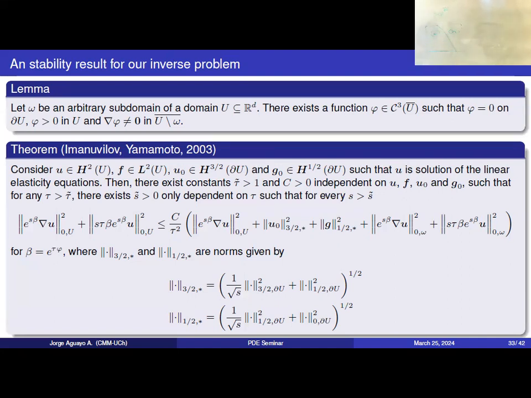So that's the idea. The idea is to use this result in our problem using the mixed formulation. So we have here the measurements, but the problem is we have the measurements of u and the derivative of u. That could be complicated in some sense.